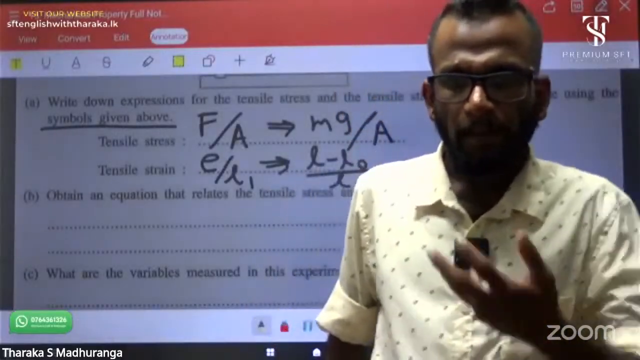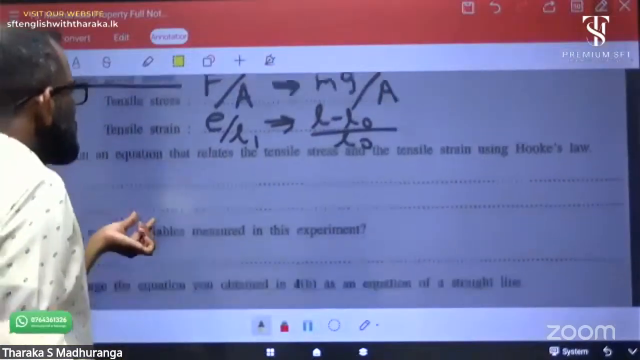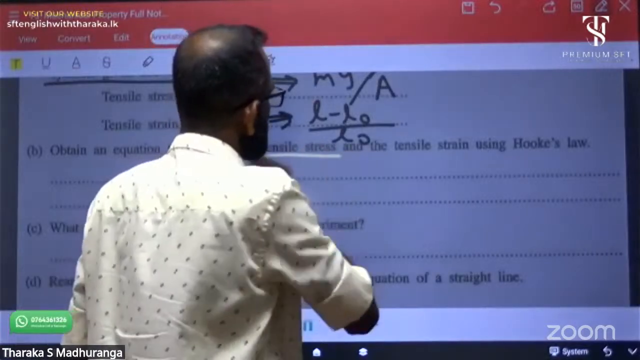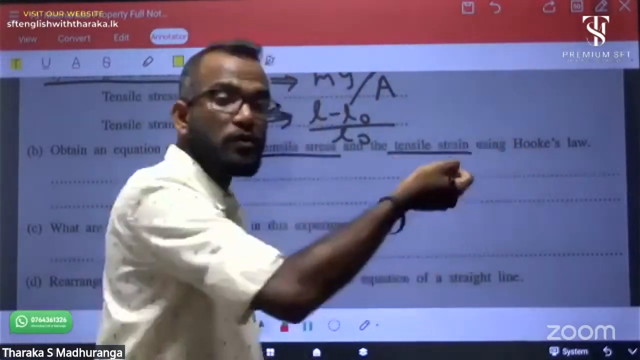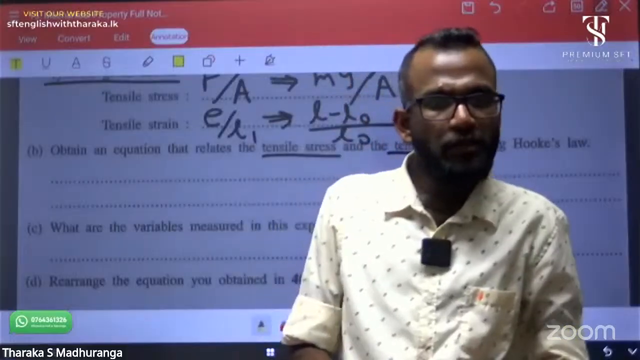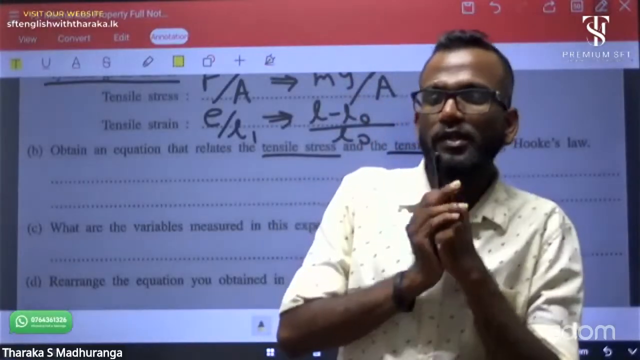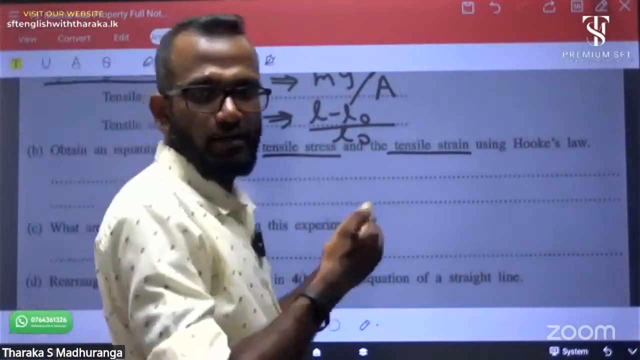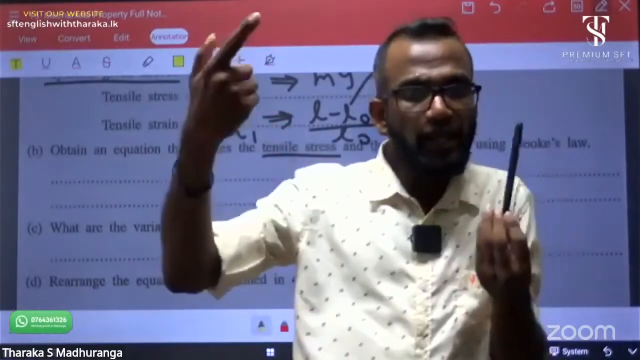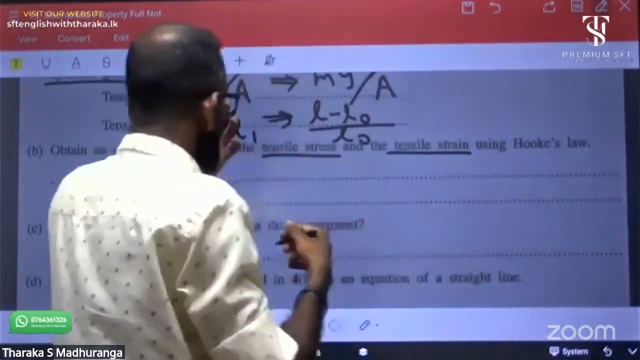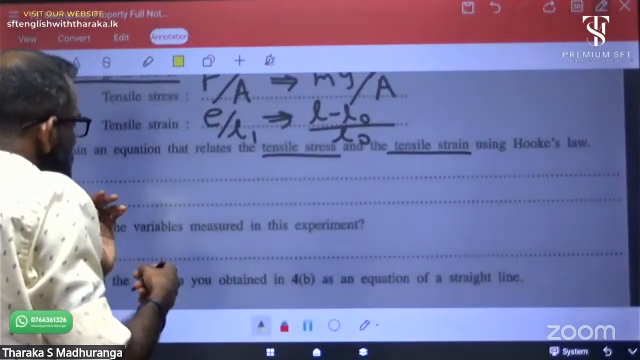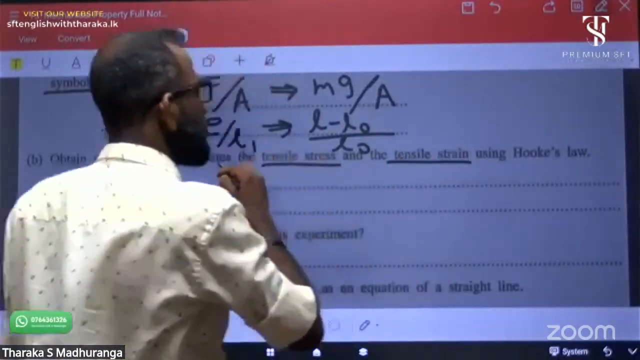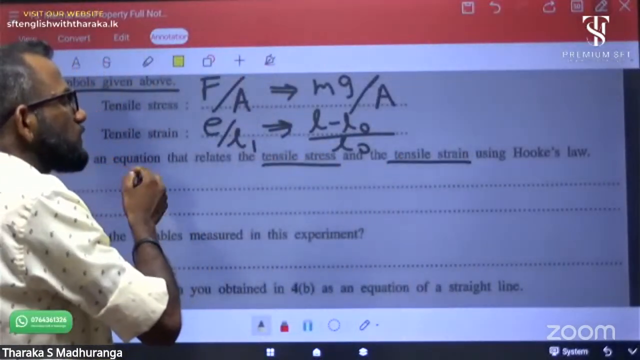Okay, what happened? The question asks, obtain an equation that relates the tensile stress and tensile strain using Hooke's law. Okay, according to Hooke's law, what is the equation relating tensile stress and tensile strain? I explained that previously. Obtain an equation that relates tensile stress and tensile strain. Okay, what is the equation?